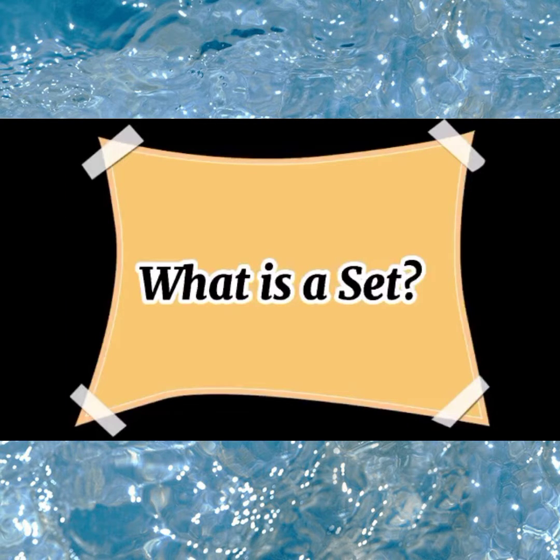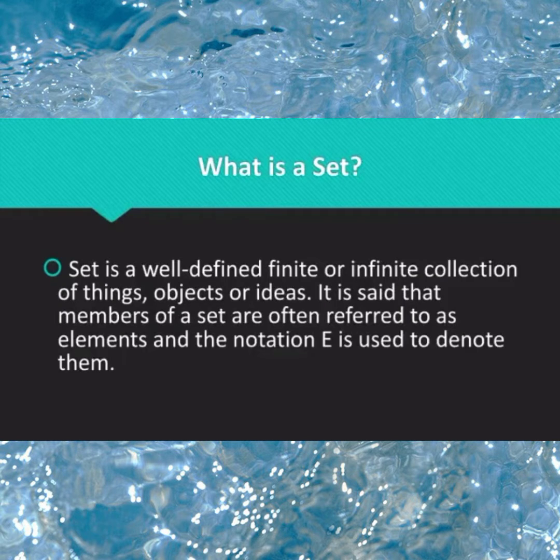So what is a set? A set is a well-defined finite or infinite collection of things, objects, or ideas. It is said that members of a set are often referred to as elements, and the notation ∈ is used to denote them.